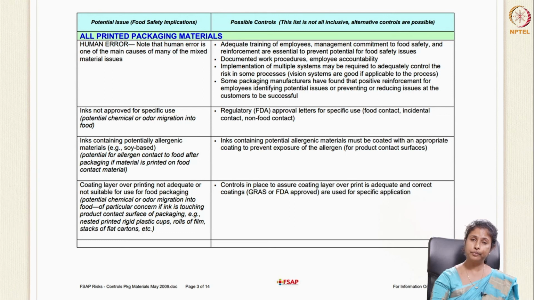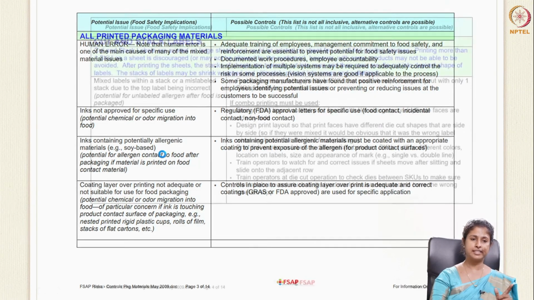Human error, very important. They have listed that out. They have written it in bold because human error is one of the main causes for many of the mixed material problems in the industry. Another problem is that inks that are not approved or might be toxic are used. So this might migrate into the product and cause a problem. Okay? Inks that are allergic might be there. So there are problems with the printing itself.